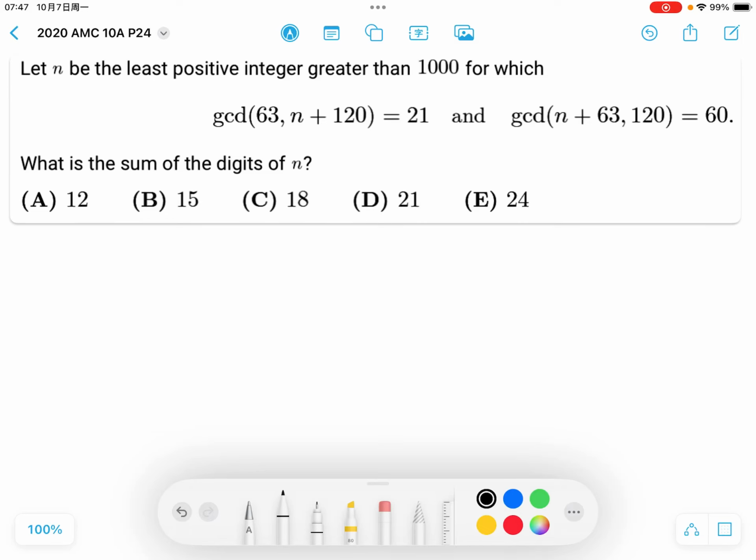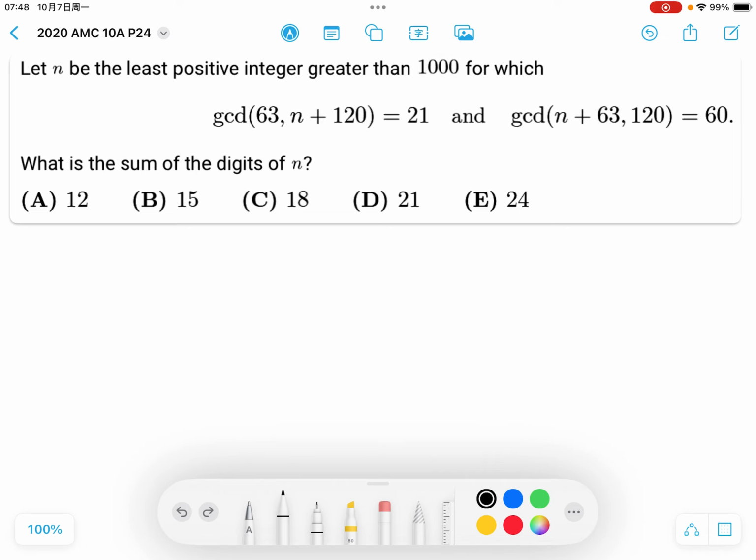Today, let's talk about 2020 AMC 10A problem 24. Let n be the least positive integer greater than 1000 for which the GCD of 63 and n plus 120 equals 21, and the GCD of n plus 63 and 120 equals 60. So what is the sum of the digits of n?